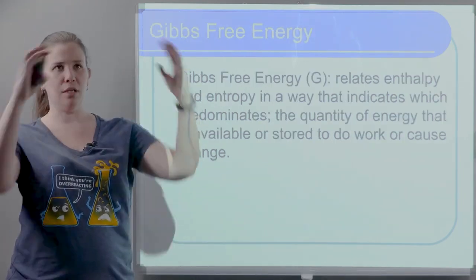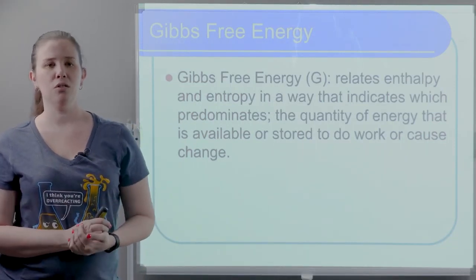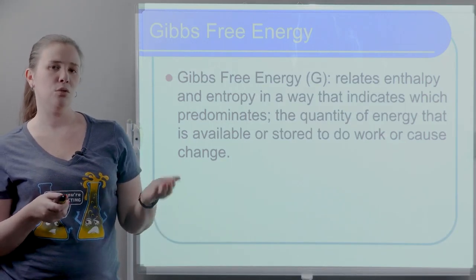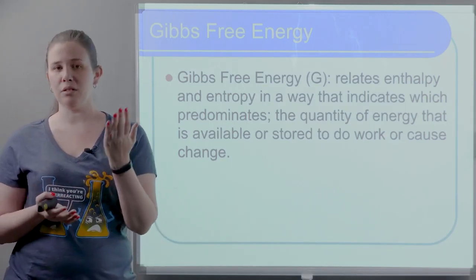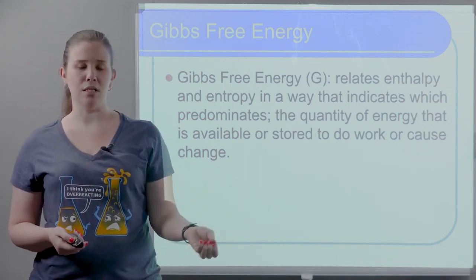So the overall category of what makes something spontaneous is known as Gibbs free energy. We're going to need to calculate the Gibbs free energy in order to determine if the balance of entropy and enthalpy is going to allow that reaction to proceed.